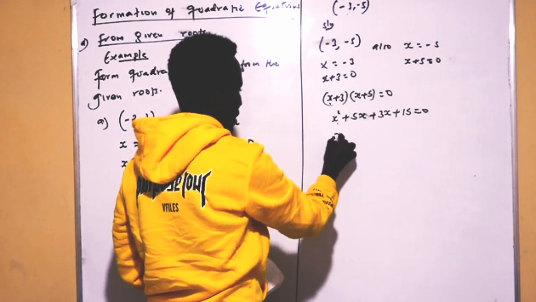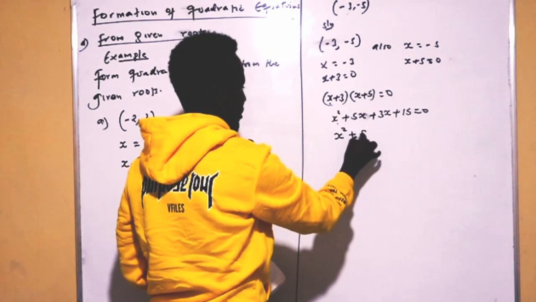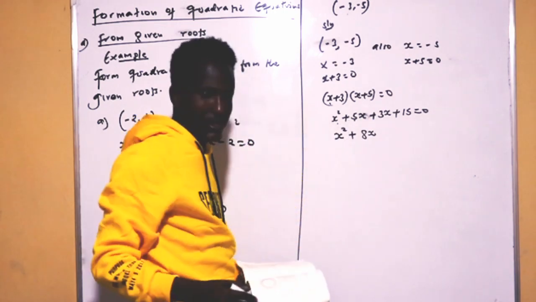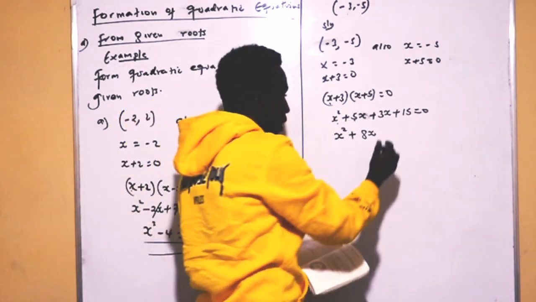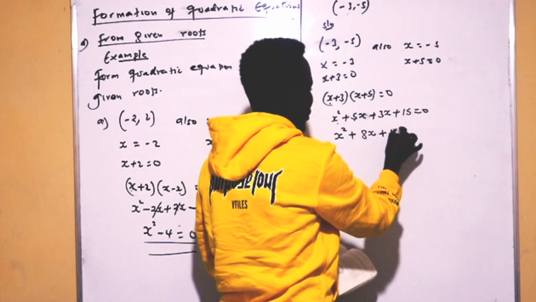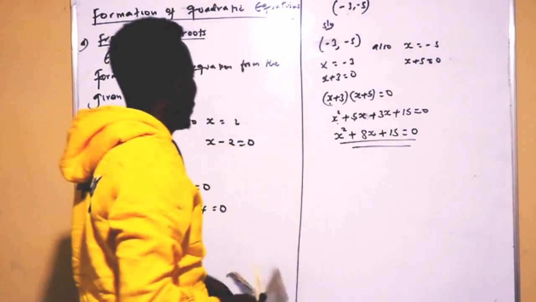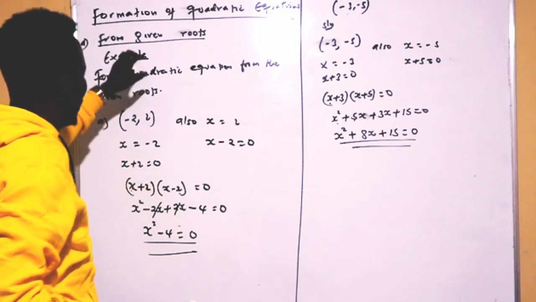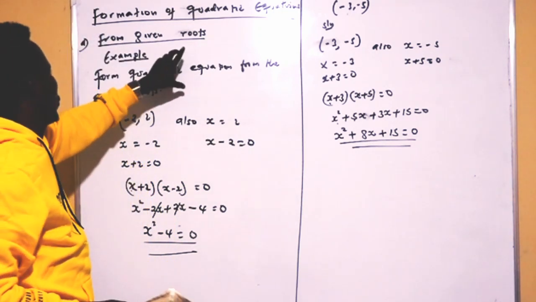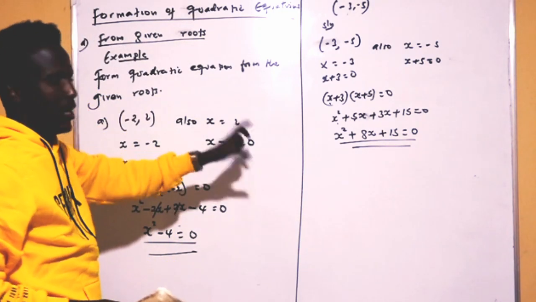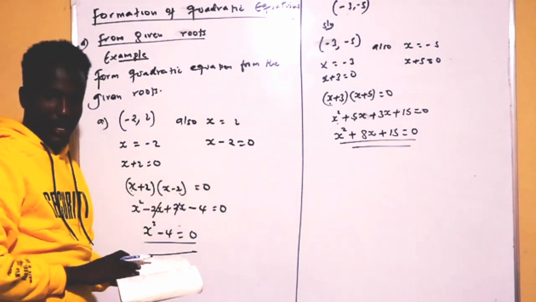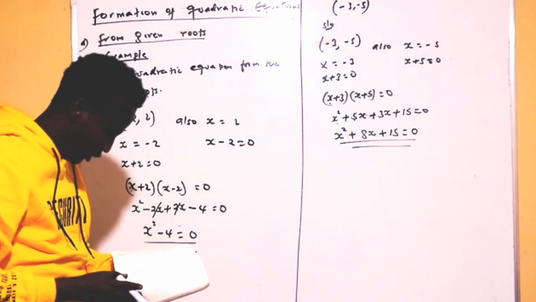Collect the like terms. You have x squared plus 8x, because 5x plus 3x is 8x, plus 15 is equal to 0. This is the final answer for your information. So we have formed a quadratic equation from given roots, and this is how we're going to do it during exam time or normal time for your information.